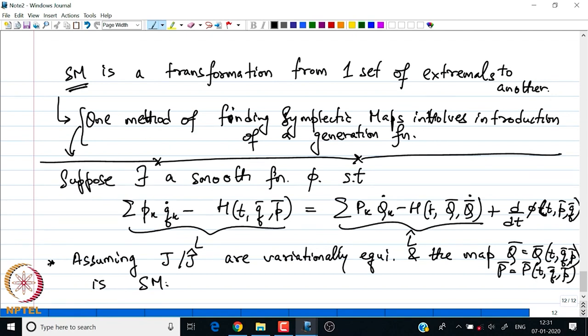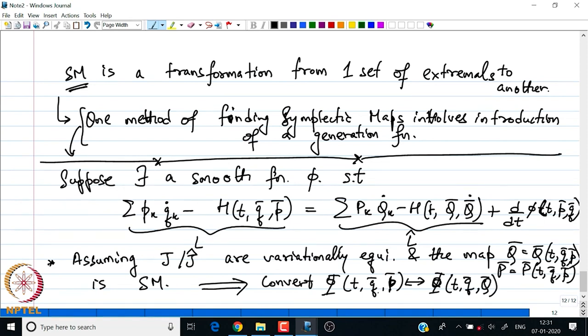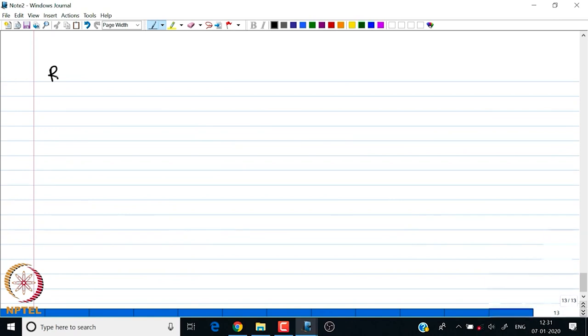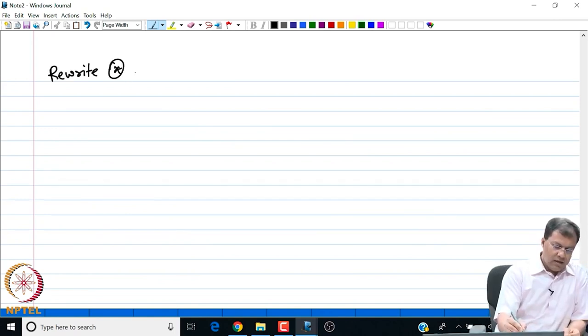Then, the moment this map is symplectic, it implies that we can convert my function phi from one coordinate frame to the other, right? We can convert this from one to the other. So phi is the same phi, with arguments q bar, capital Q bar. We have just replaced one conjugate variable p with capital Q. So then let us rewrite. Let me call this equation star. So we rewrite our equation star in the new coordinate frame.